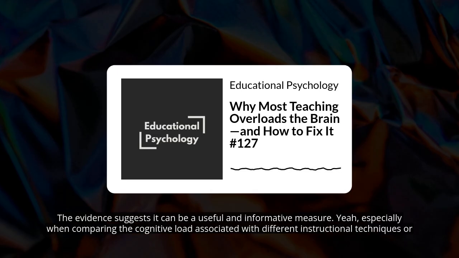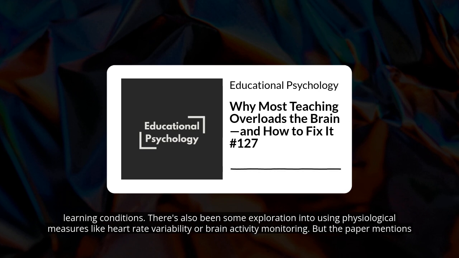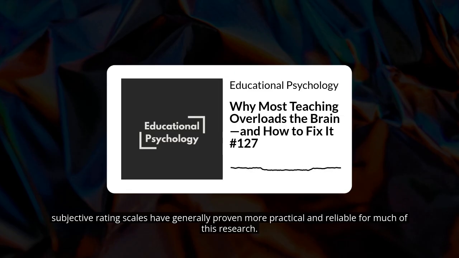The evidence suggests it can be a useful and informative measure, especially when comparing the cognitive load associated with different instructional techniques or learning conditions. There's also been some exploration into using physiological measures, like heart rate variability or brain activity monitoring. But the paper mentions subjective rating scales have generally proven more practical and reliable for much of this research.